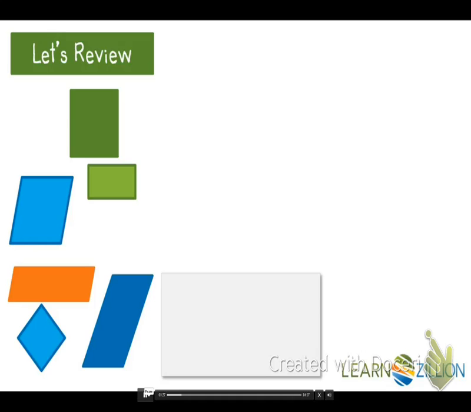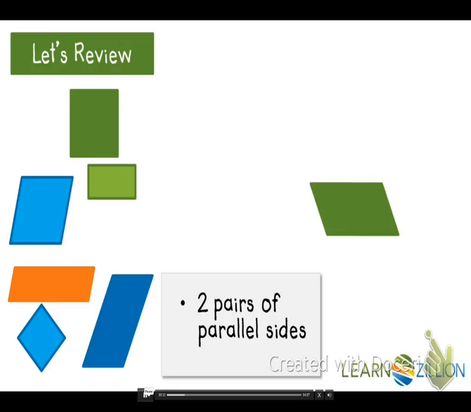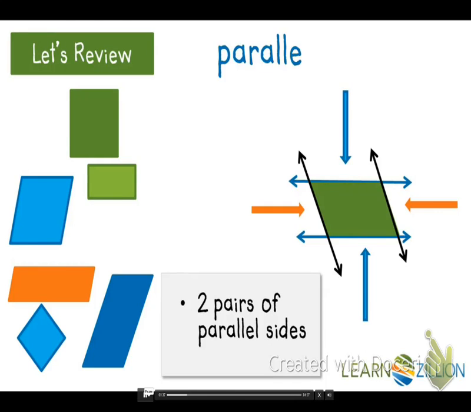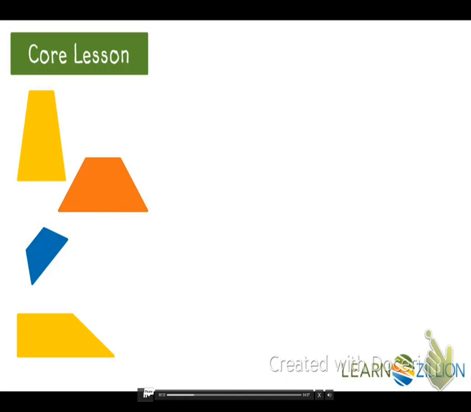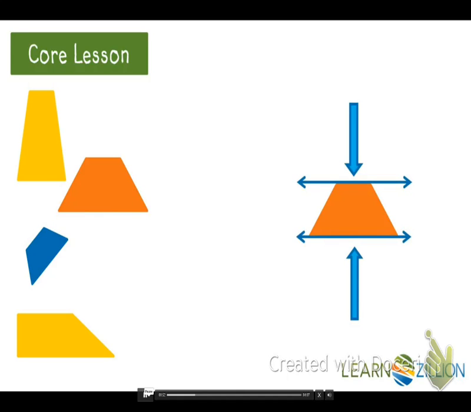These shapes have 2 pairs of parallel sides, or in other words, their opposite sides are parallel. Parallel means that if the 2 sides extended out forever, they would never intersect. We call these quadrilaterals parallelograms. Quadrilaterals with 1 pair of parallel sides are called trapezoids.